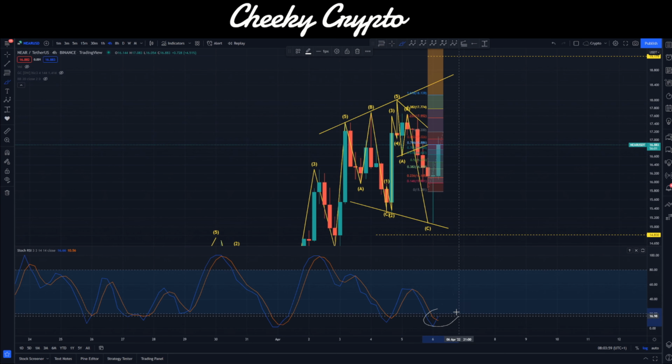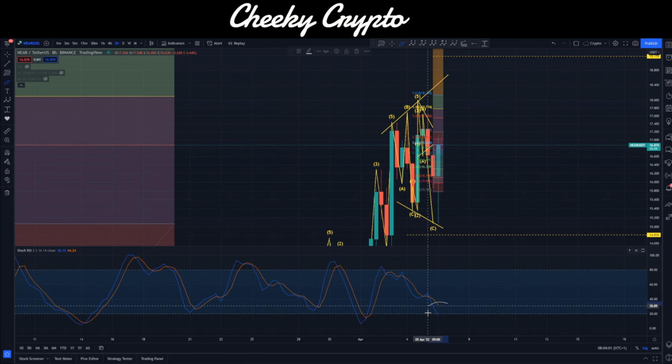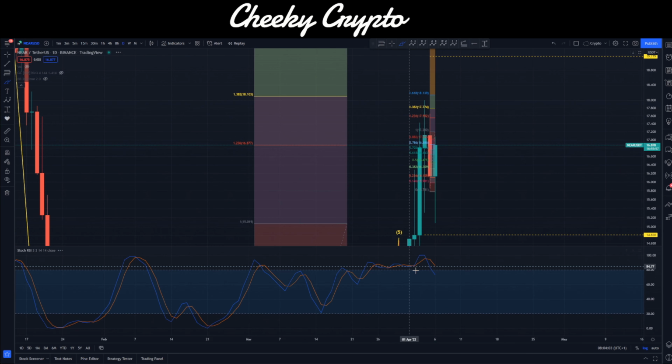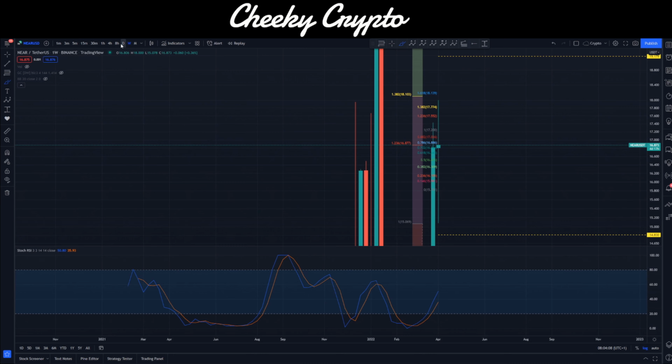Now, the 4-hourly chart is already oversold. The 8-hourly chart is almost oversold, and the daily does actually need to see a bit of a deeper correction. And the weekly's actually got some progression to go.